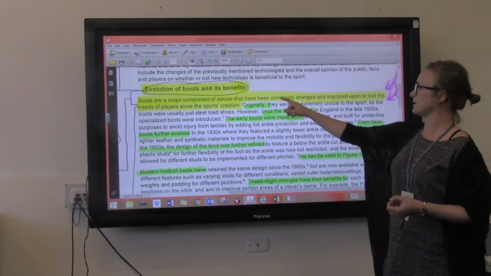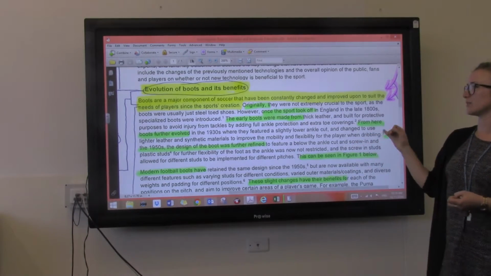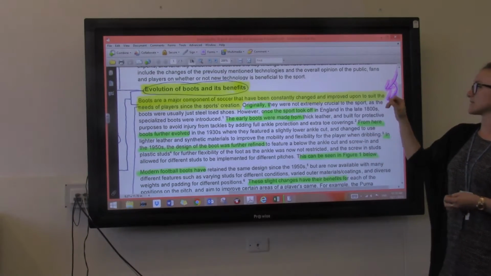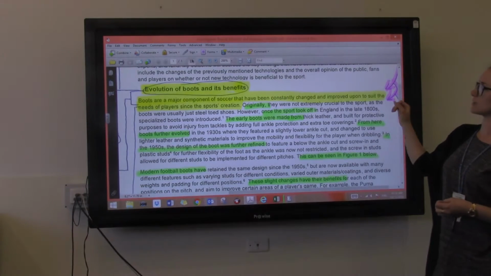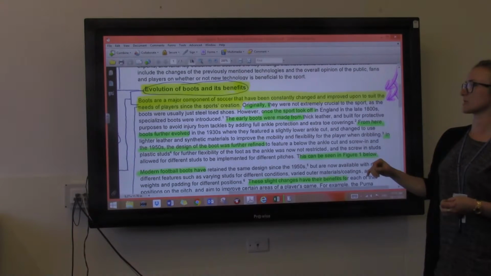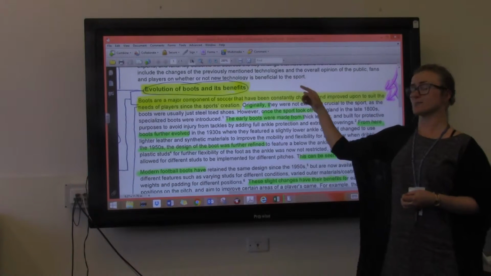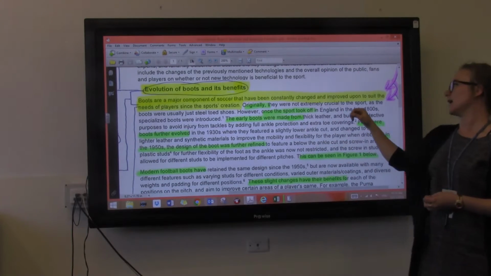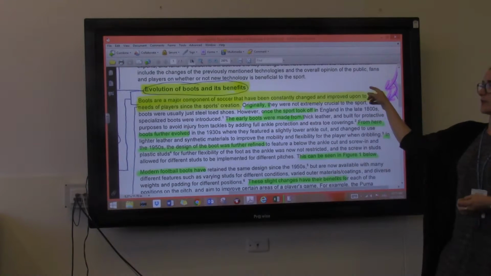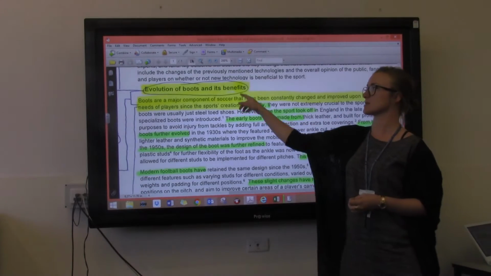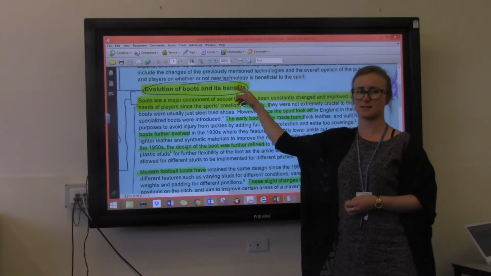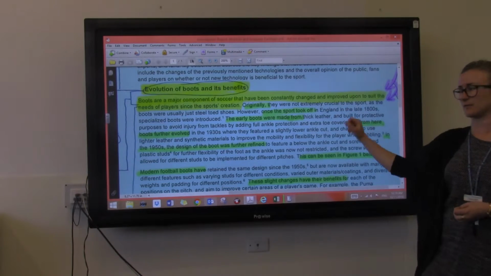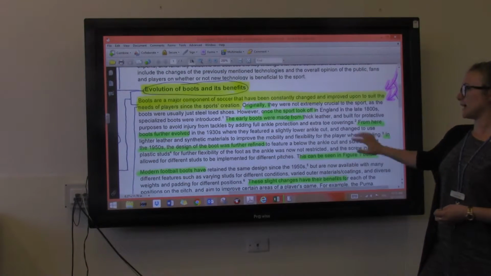So this in yellow says, boots are a major component of soccer that have been constantly changed and improved upon to suit the needs of players since the sport's creation. So we can see that there's been a lot of evolution. We can see that it's been improved on a lot for the players, so we can assume that there will be benefits discussed, and also the types of benefits that will be discussed.